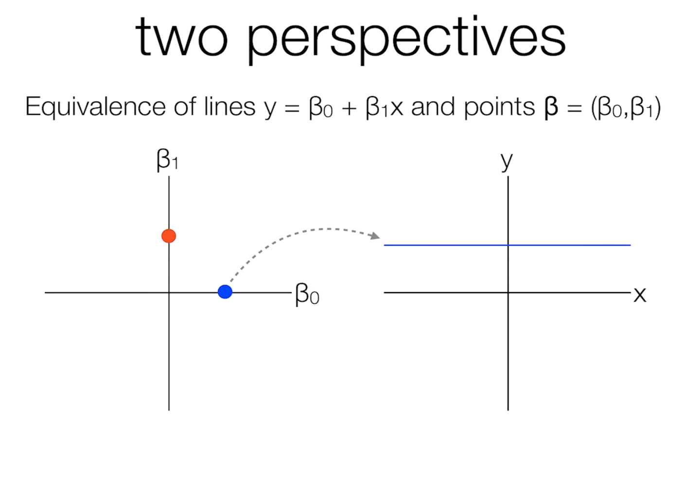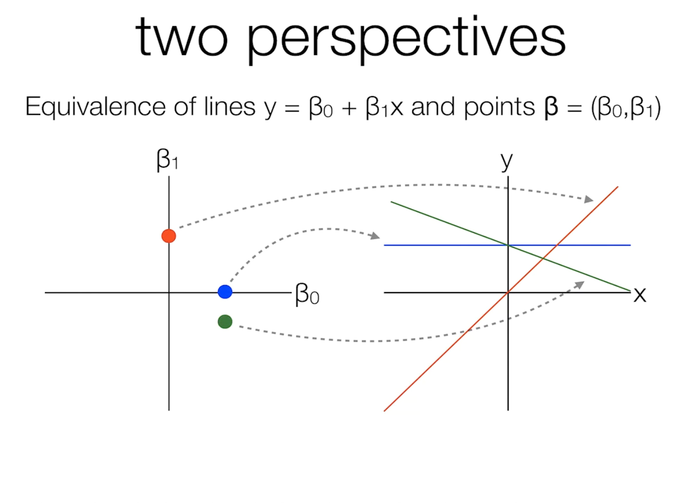How about some others? What do you think this line is going to look like? Well, beta naught is 0, so that means that this line is going to have to go through the origin, the point 0, 0, and its beta 1 term is positive, the slope is positive, which means that it's going to increase something like this, okay? And we could do this with different points and so on. Every different point gives us a different line. So there's a correspondence between points in the beta plane and lines in the xy plane.